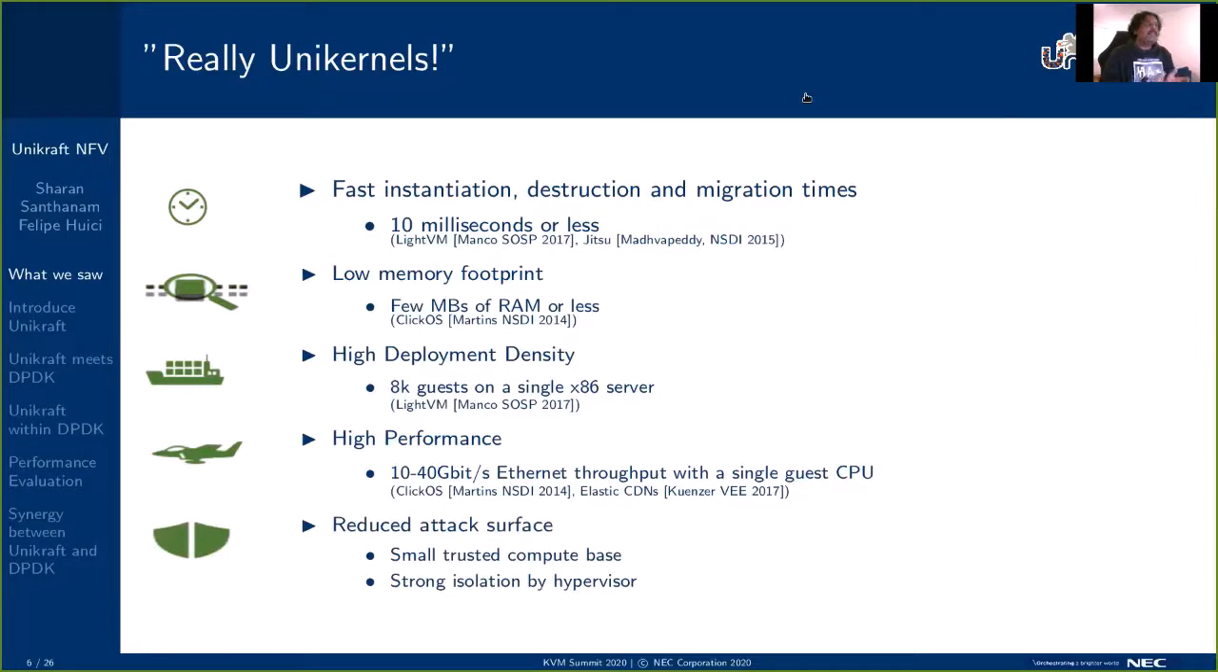And also, since we are only baking what is necessary for an application into the final image, it has a reduced attack surface because it contains what an application needs. And also since it has only those necessary components, it has a smaller trusted computing base as such.